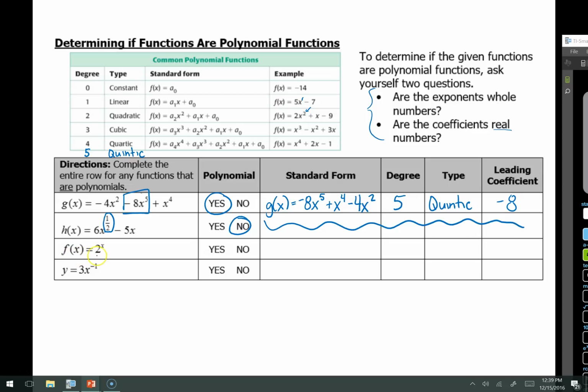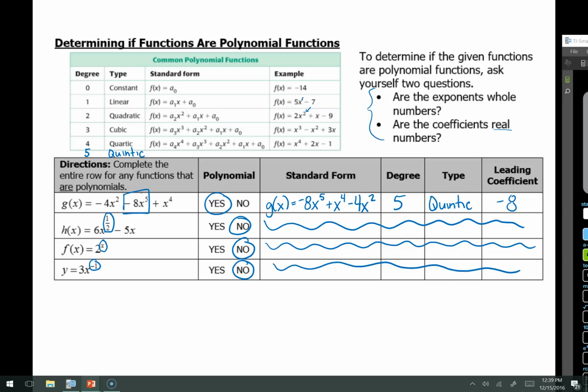F of x is equal to 2 raised to the x power. Are the exponents whole numbers? We don't know in this one because we have a variable for the exponent. So no, this is not a polynomial function, and we don't need to do the rest of that row because it's not a polynomial. And then this one is 3x raised to the negative first power. Are those exponents whole numbers? No, whole numbers are numbers that are not negative. So negative 1 does not work. This one is not a polynomial, and I don't have to do that one either.